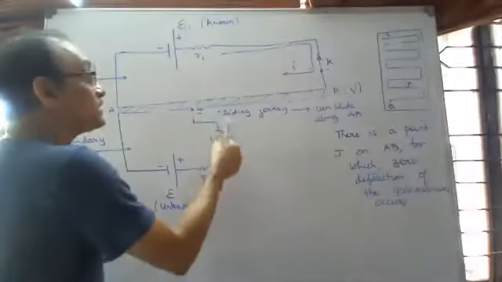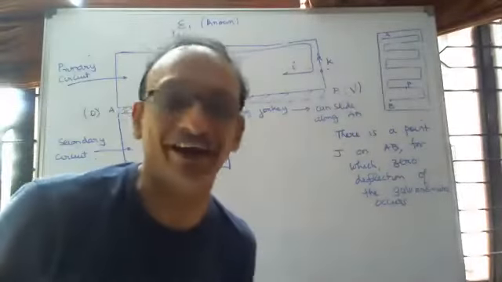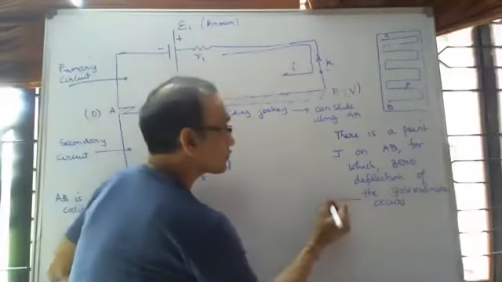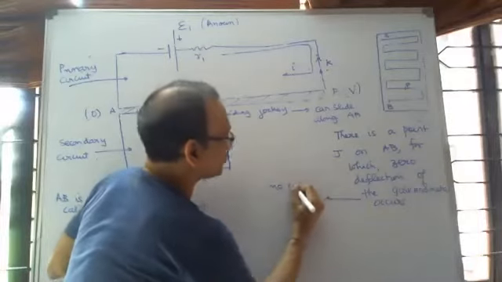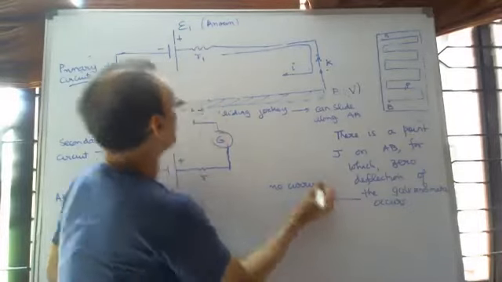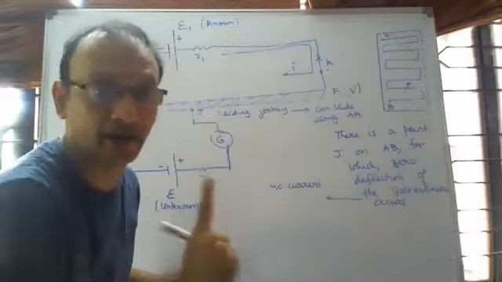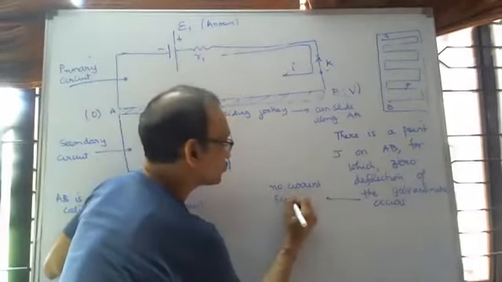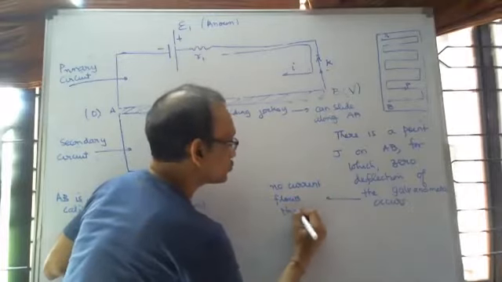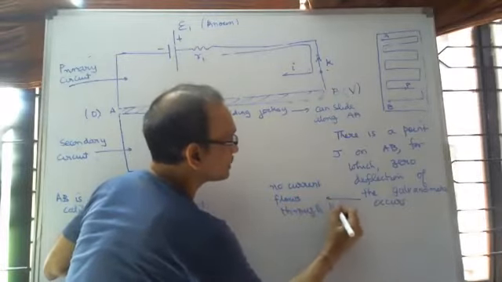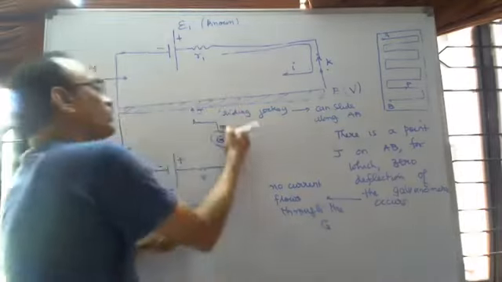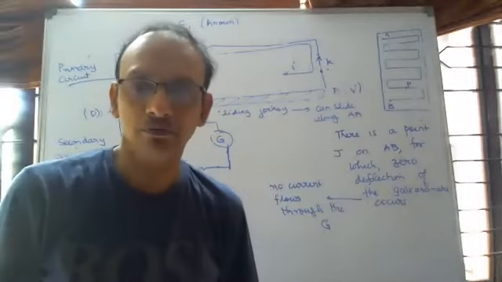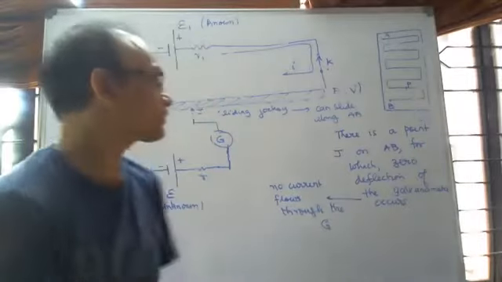मतलब क्या होगा कि galvanometer से कोई करंट नहीं फ्लो करेगा. No current flows through the galvanometer. For a certain J, a unique J, एक particular J है जो हम लोग देखेंगे exist करता है. अगर कोई करंट ही नहीं फ्लो करेगा galvanometer से तो डिफ्लेक्शन नहीं होगा galvanometer का.